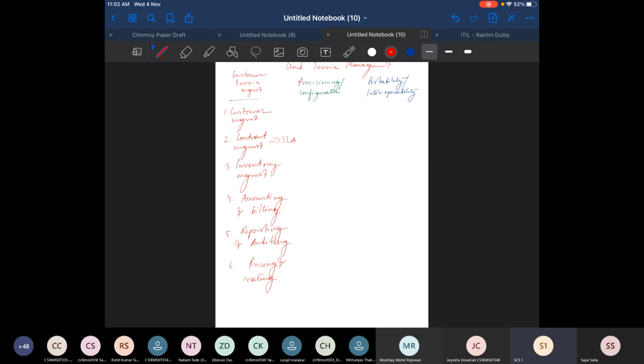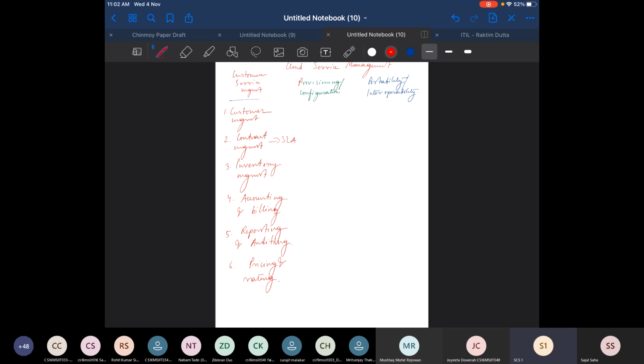And then the accounting and billing, so we have to check the accounting and billing options. Then reporting and auditing: they will check the audit reports that come, whether there is any problem in the audit report, whether they are as per the SLA or not, and what type of penalty should be imposed. So everything will be decided over here. Next is the pricing. What should be the pricing of the services? Okay. Next is the provisioning and configuration.